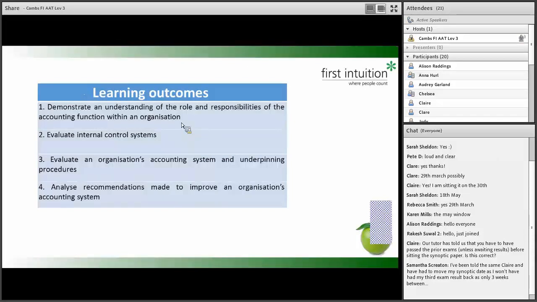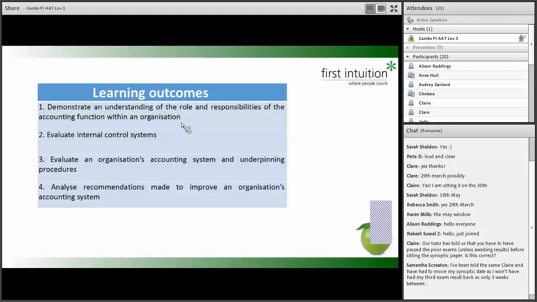And the last one we have here is analyse recommendations made to improve an organisation's accounting system. Now, this isn't just analysing recommendations. We could see that you are asked to make suggestions for improvements. So you've identified some weaknesses. What can we do to improve and overcome those weaknesses? So you may be asked to make recommendations.